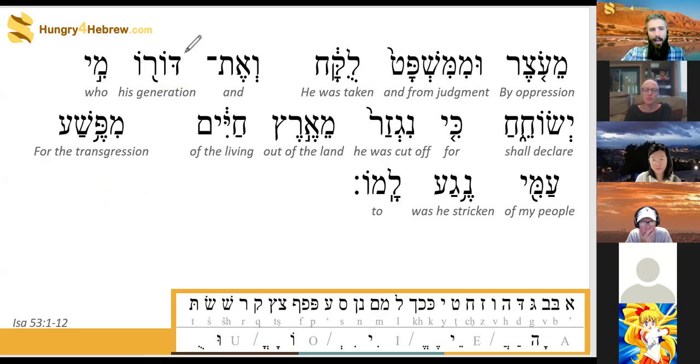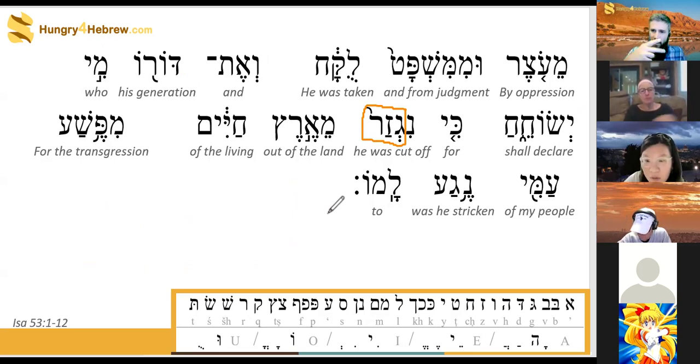Et doro, and his generation, probably referring to his descendants, offspring, something like that. Mi yisocheach. Why? Because he must have been cut off. And that's exactly what it's about to say. Ki nigzal. Is that a nifal? Yes. In Hebrew, if you want to say someone cut something with scissors, you use gazal. It's Nifal.